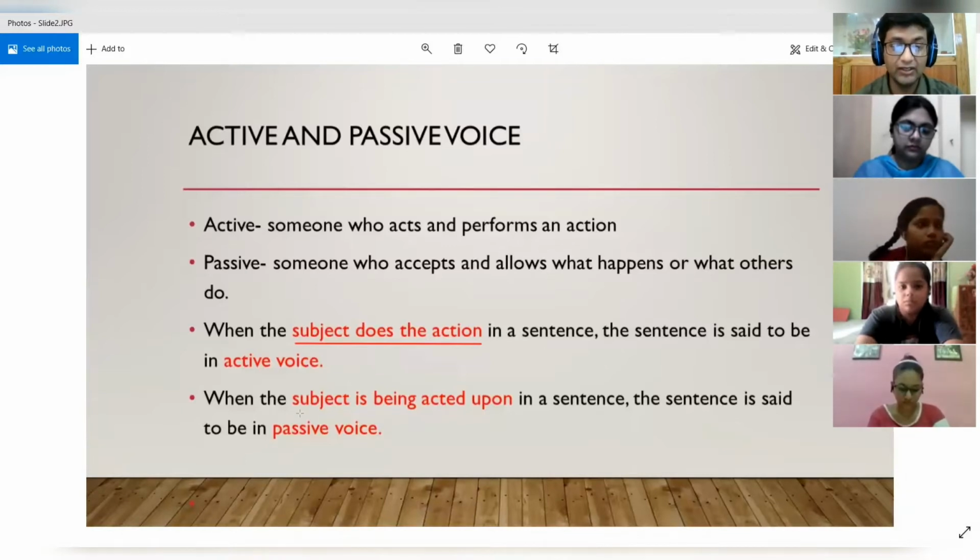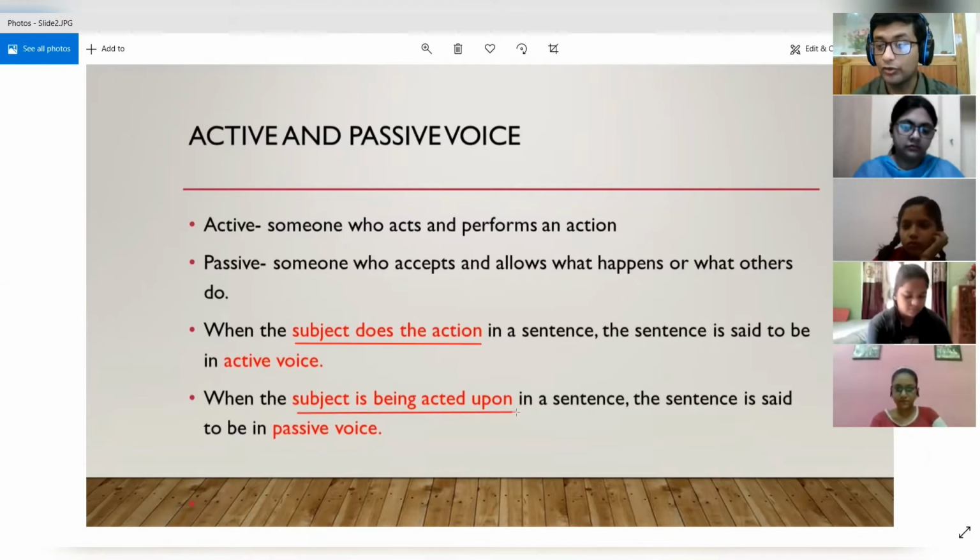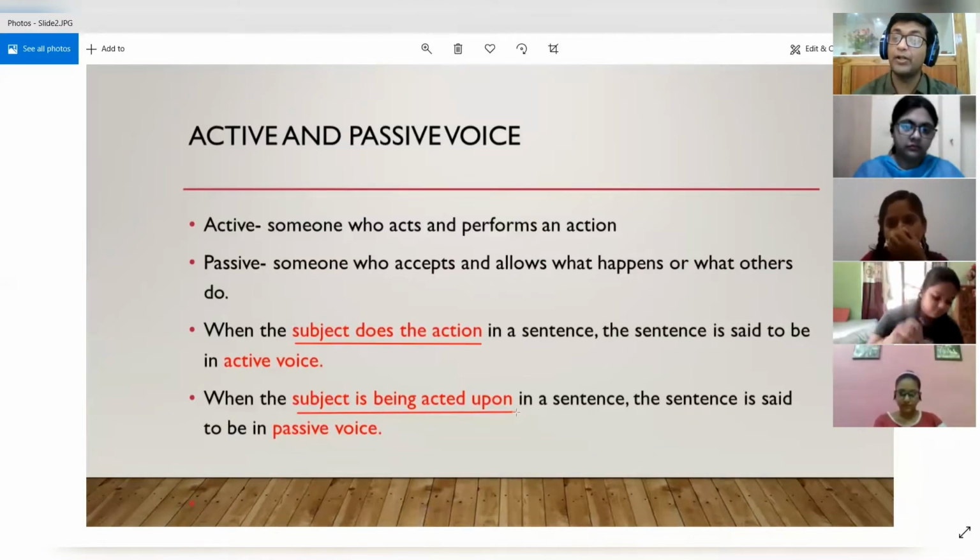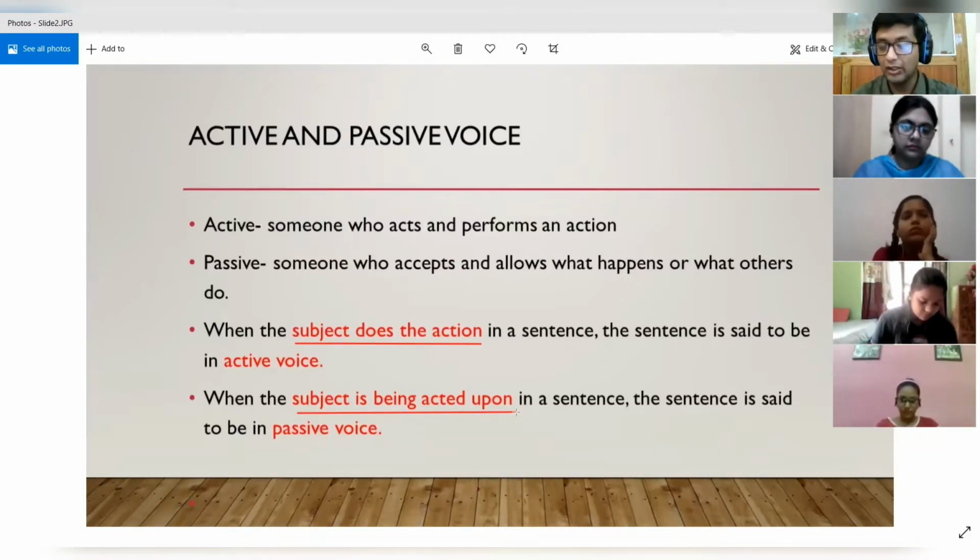And when the subject is being acted upon, this means here the subject is not doing anything, but some sort of work is being performed on the subject. So here the subject is passive in nature, which means that the subject is accepting or allowing something else to happen instead of the subject actually doing something. All right, so this is the basic difference that we have between active and passive voice.